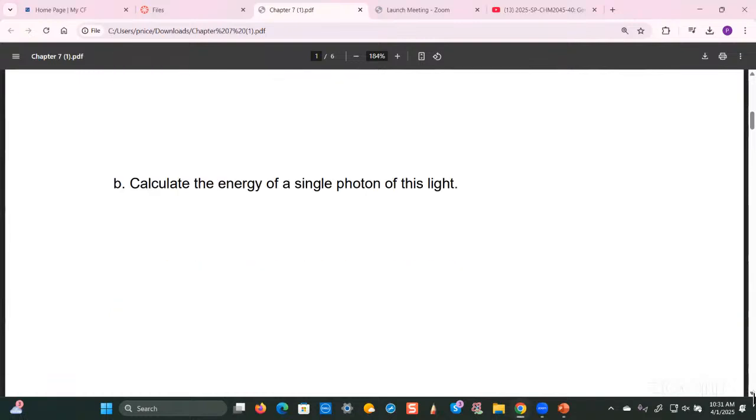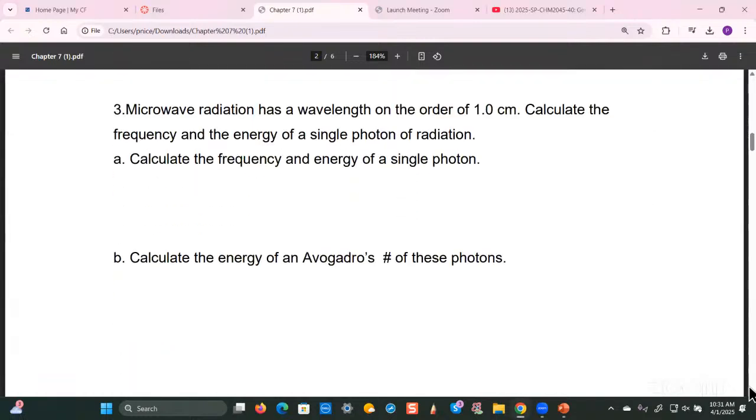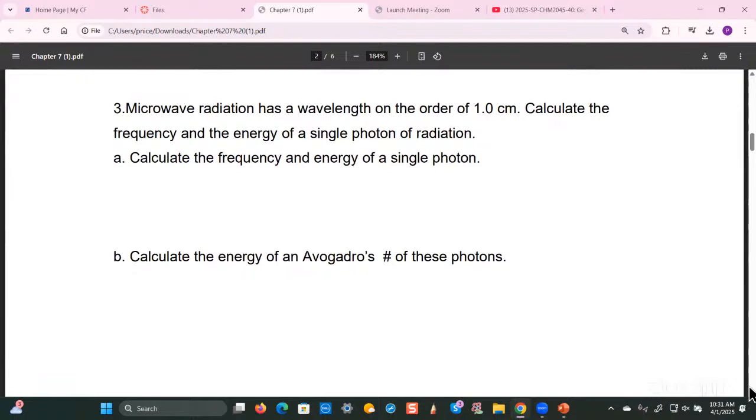So. Number 3 says microwave radiation has a wavelength of the order of 1.0 centimeters. Calculate the frequency and the energy of a single photon of radiation. I think I repeated myself twice here, so you can ignore this line right here, because that's repeated here, all right?